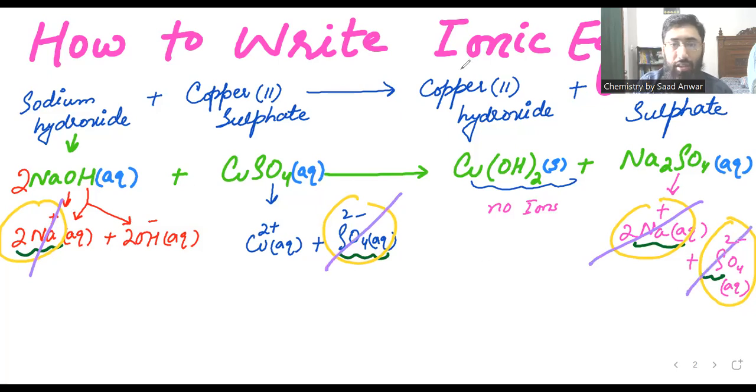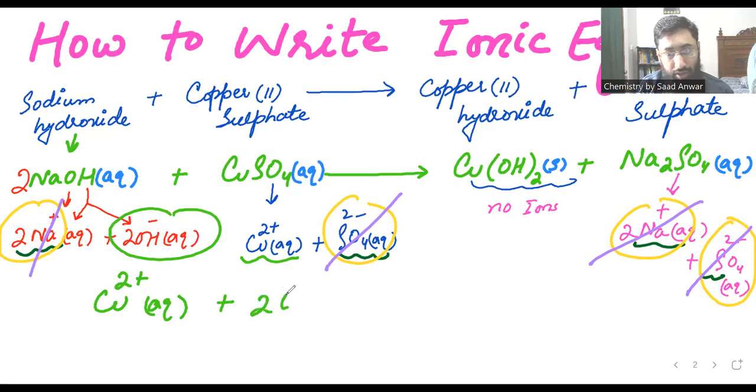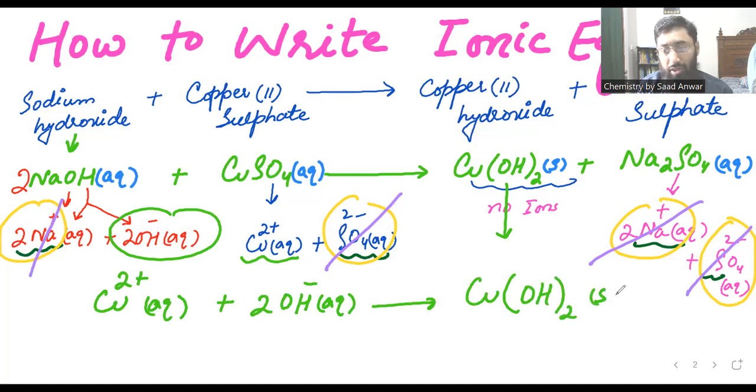So the ions left behind are, from here, copper ion, and I need to write the positive ion first. So copper ion in aqueous. Then the ions left behind are 2 hydroxide ions, aqueous, and I am getting copper hydroxide in the form of precipitate, in the form of solid state. This is my ionic equation.